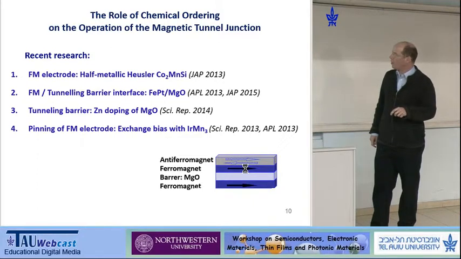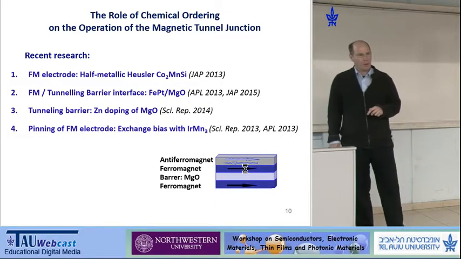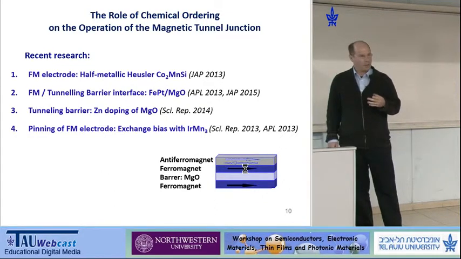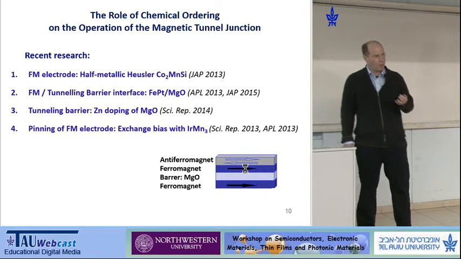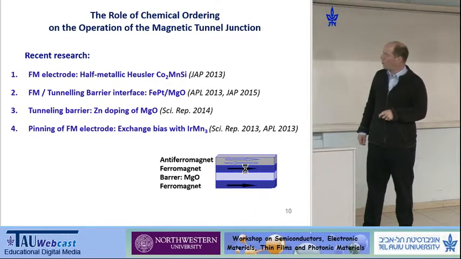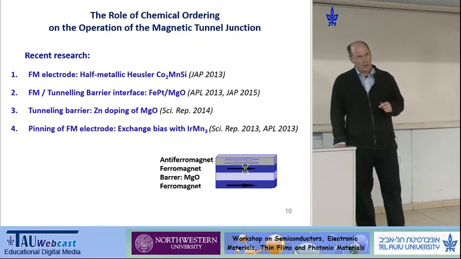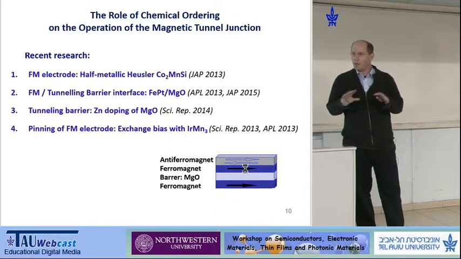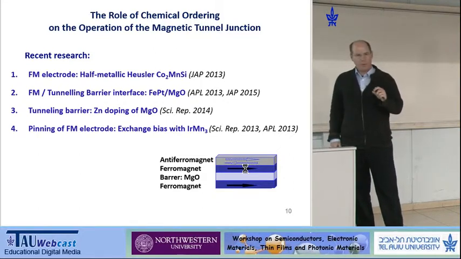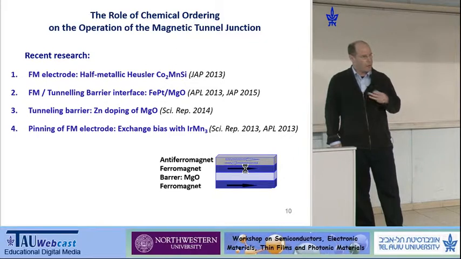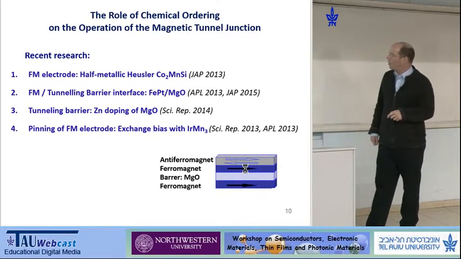So we've been looking at an option of doping the magnesium oxide with zinc. When I say doping, it's actually quite a large amount of zinc, up to 0.3 fraction in this material. What we want to achieve is to retain all the properties, in principle the same structure, but reduce the band gap very significantly, so increase the currents. So that's work done on the tunneling barrier.